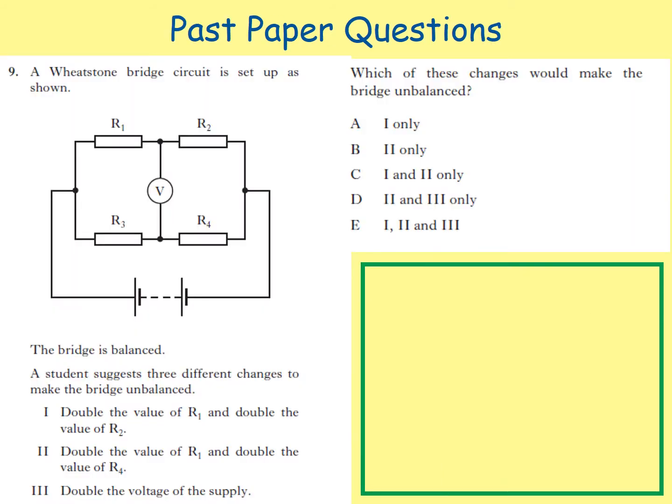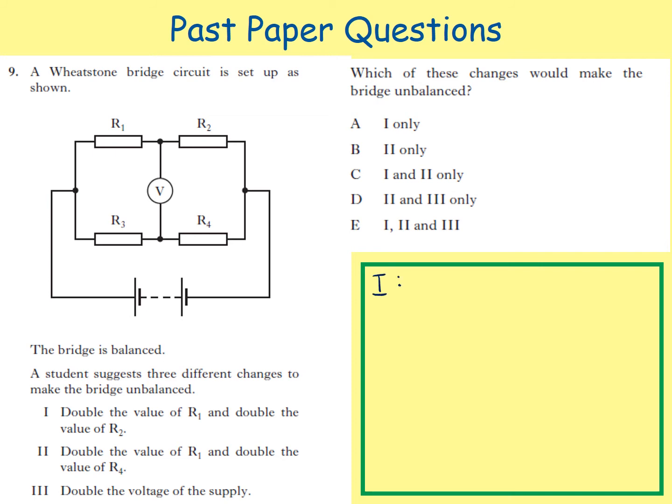Let's try some past paper questions. A Wheatstone bridge circuit is set up as shown. The bridge is balanced. A student suggests 3 different changes to make the bridge unbalanced. Let's take these statements one by one and figure out if they are correct or incorrect, as our question is wanting to know which of these changes would make the bridge unbalanced.